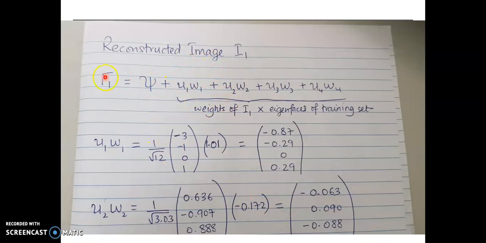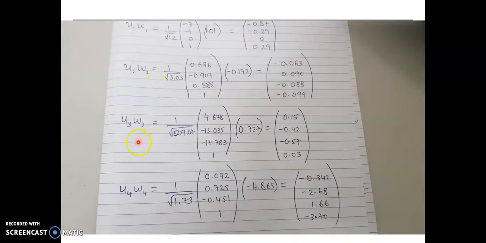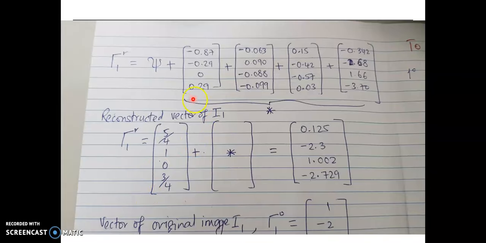So for the reconstructed image, take the equation. I have to compute u1 times w1. I have the normalized vector u1 times w1, and I get the multiplied vector. I do the same for the other three components, for u2 times w2 up to u4 times w4. So to reconstruct the image I1, I add the mean with the weighted sum of the eigenvectors and the weights. I do this computation, and this is the reconstructed vector for I1.